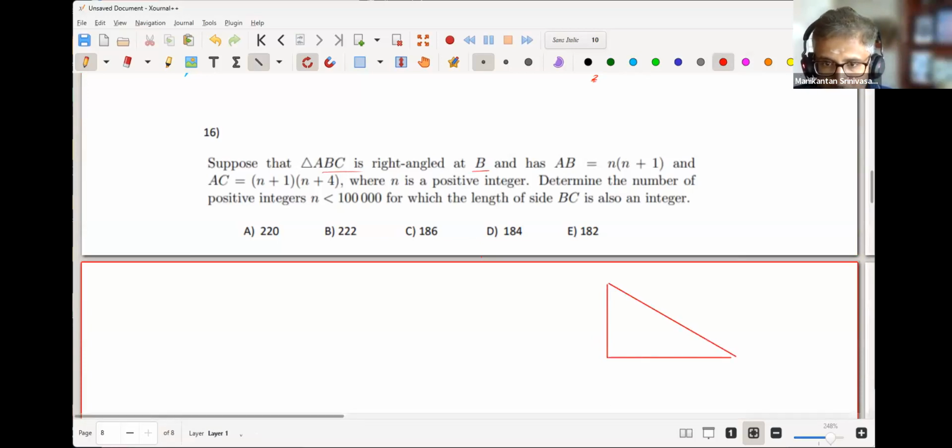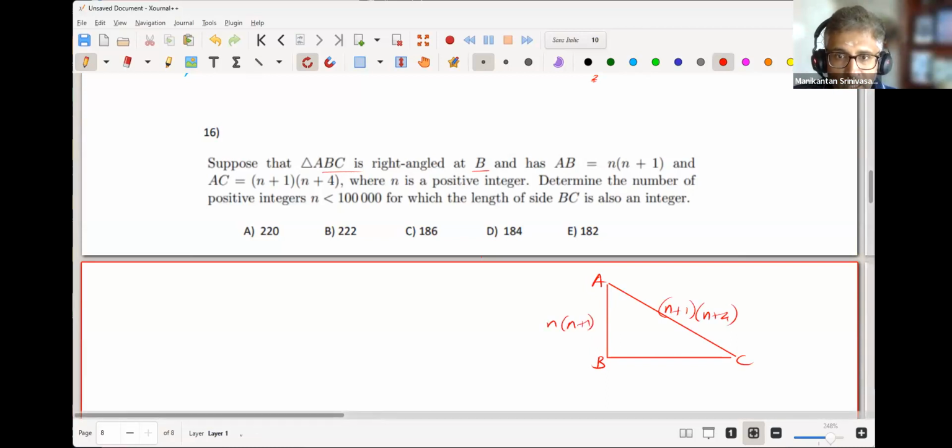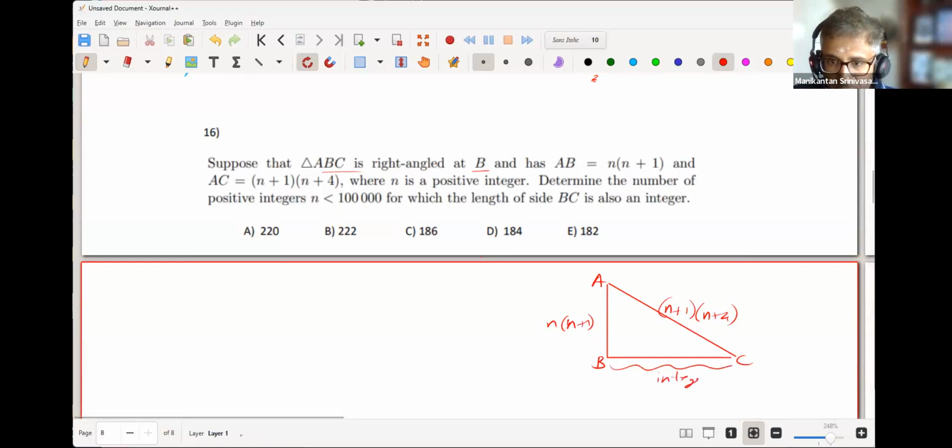B is the right angle. AC is the hypotenuse, which is (n+1)(n+4), and this is n(n+1). Determine the number of positive integers n for which the length of BC is also an integer.